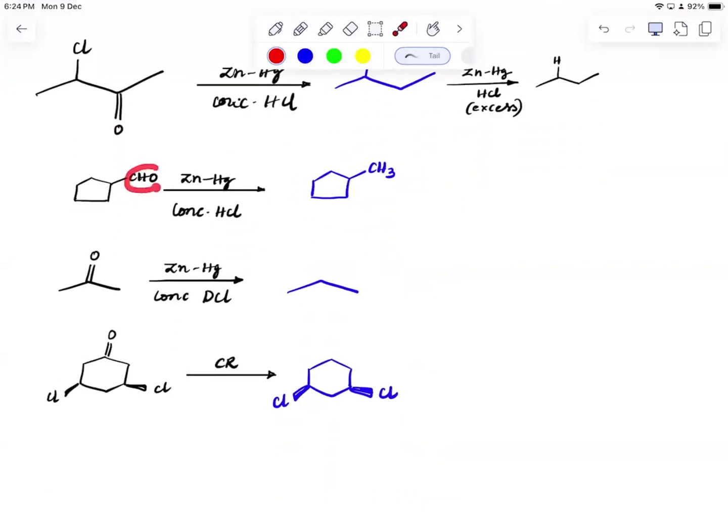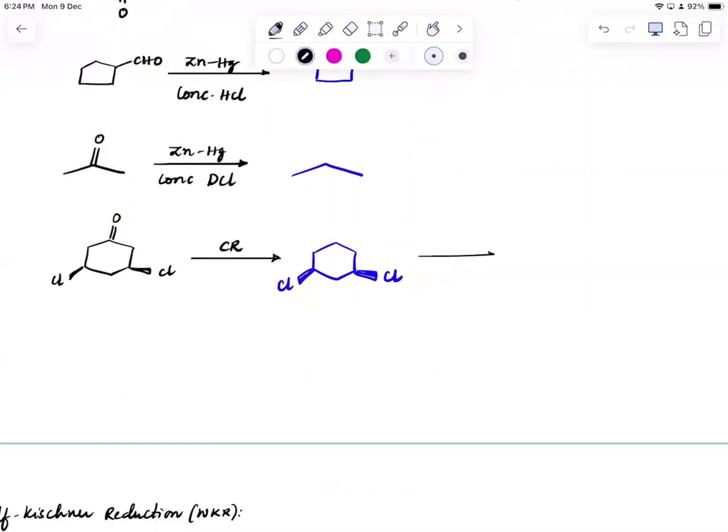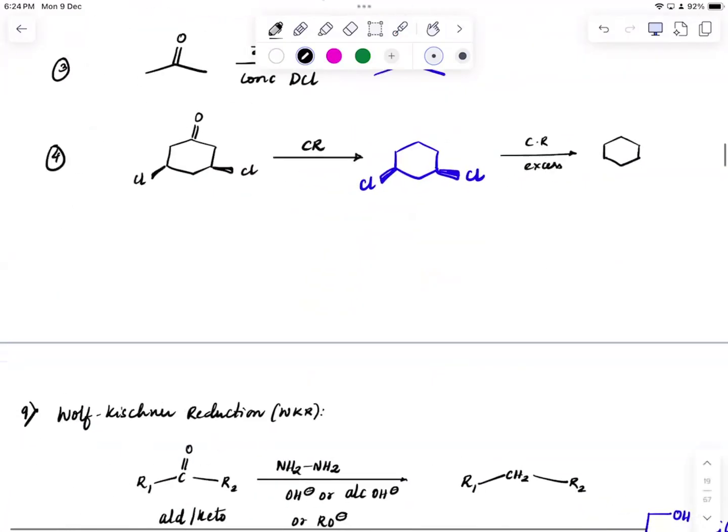Same way, if an aldehyde is there, you convert it into alkanes. If a ketone is there, you convert it into alkanes. Here also a double bond is there, you convert it into alkanes. Again, if the reagent is in excess, then I can convert that into alkane as well, like this. This is the final product.